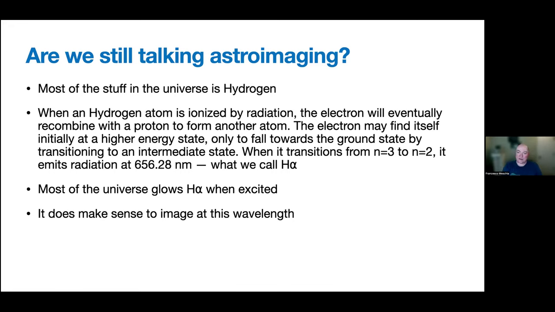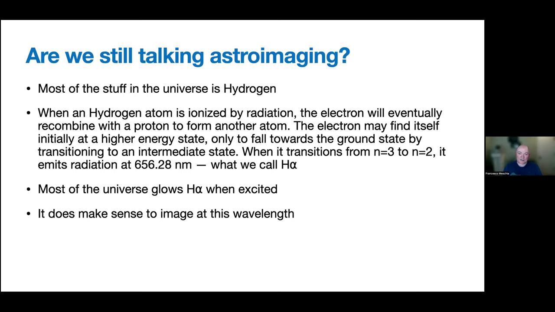But when doing so, the electron may find itself initially at a higher energy state than the one it was previously, because it has received some of the energy from the incoming radiation. It will eventually fall towards what we call the ground state, the lowest energy state, by transitioning into intermediate states. When it transitions from the state associated with the principal quantum number 3 to the principal quantum number 2, it emits a radiation at a very precise wavelength of 656.28 nanometers. And that's what we call hydrogen alpha. It's one of those lines from what's called the Balmer series, which are all transitions from a higher energy state into the state with the principal quantum number 2.